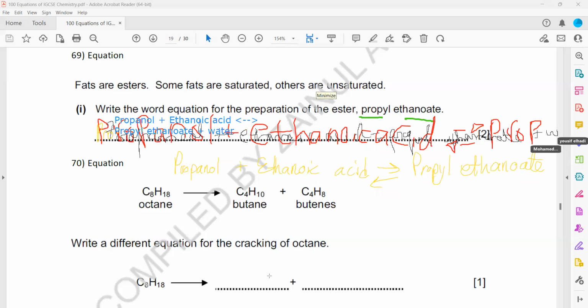No, this is not a fat. Fats are esters, but this is not a fat. They have just given the information that fats are esters. When a fatty acid is mixed with glycerol, it results in the formation of a fat, and fats are esters. But this is another type of ester.